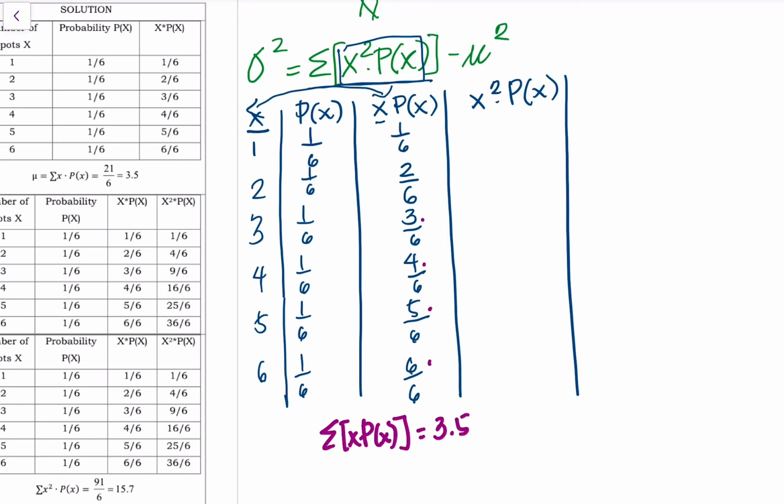So, 1 times 1 over 6, 1 over 6 pa rin. 2 times 4 over 6, 8 over 6. 3 times 9 over 6, 27 over 6. And then 4 times 16, that would be 64 over 6. 5 times 25, we have 125 over 6. And then 6 times 36, 216 over 6.